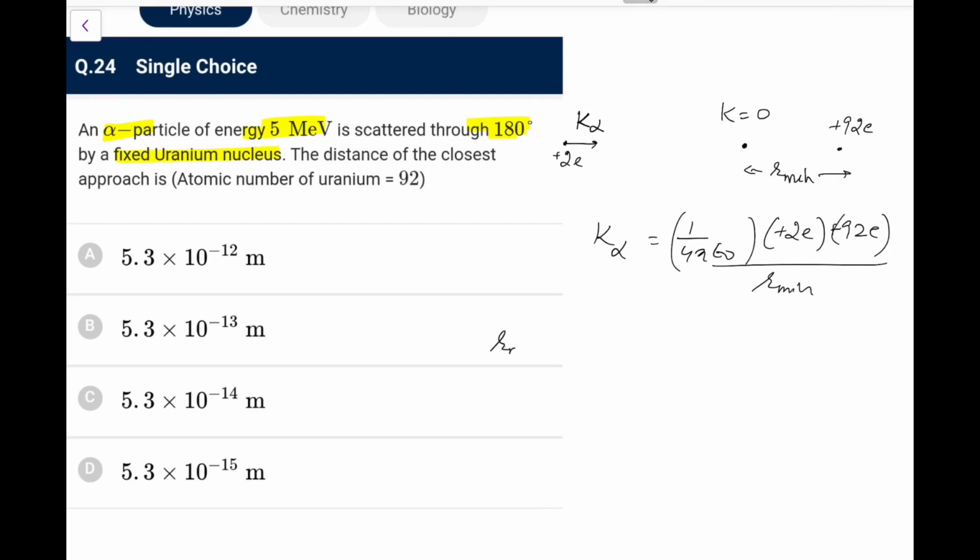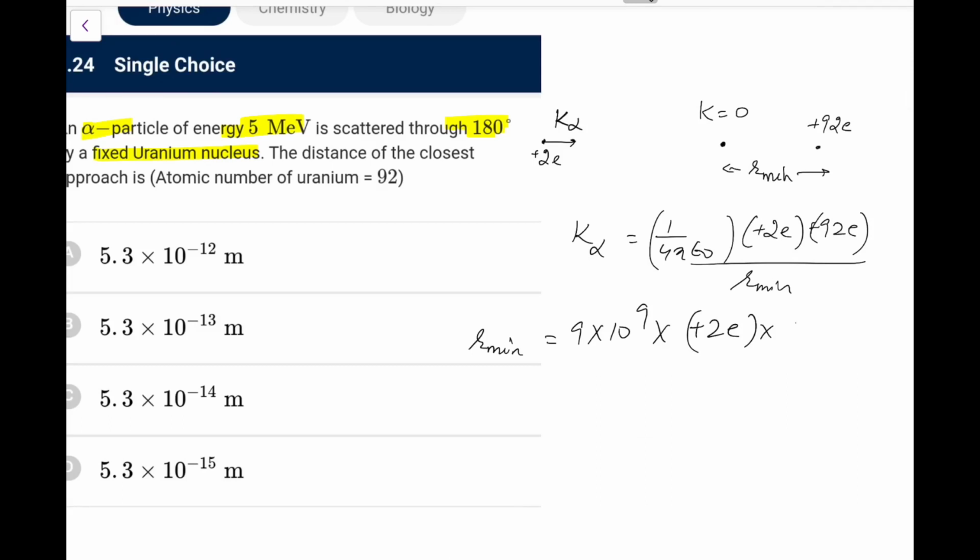So this r minimum comes out as 1 by 4 pi epsilon naught, you write as 9 into 10 to the power 9, plus 2e, I am writing it as e because I will cancel it with that eV, and let's say 92 into 1.6 into 10 to the power minus 19, upon K alpha, 5 mega means 1.6 into 10 raised to power minus 13, we can say. So what we have this, or better, don't write it like this, better write it as 5 into 10 to the power 6 eV, that would be better.